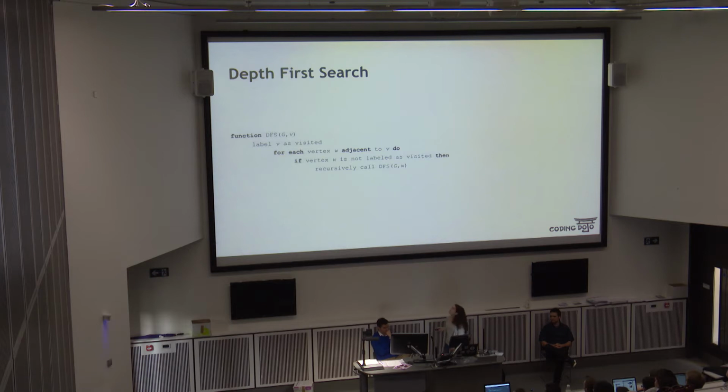This is the pseudocode, and as I said, you label V, the starting node, as visited, and you go to each vertex that is adjacent to your current node, and then do a DFS from there on.